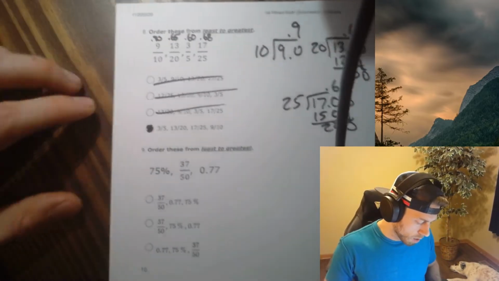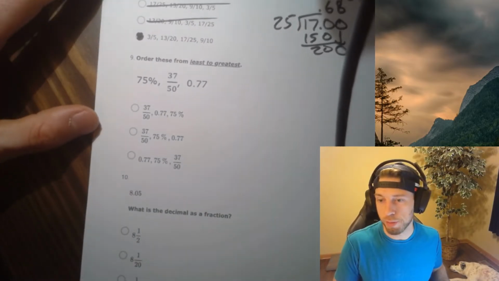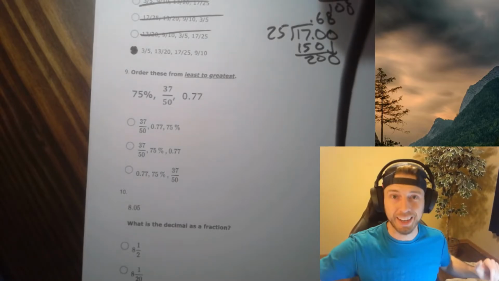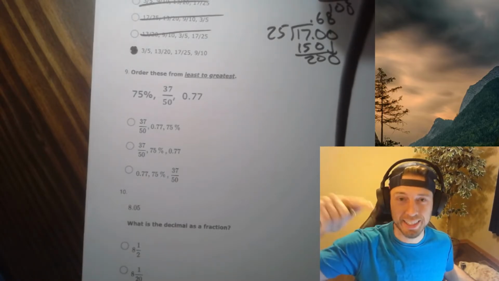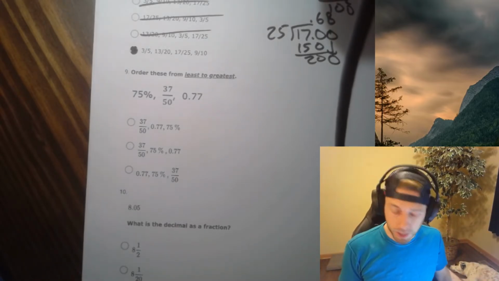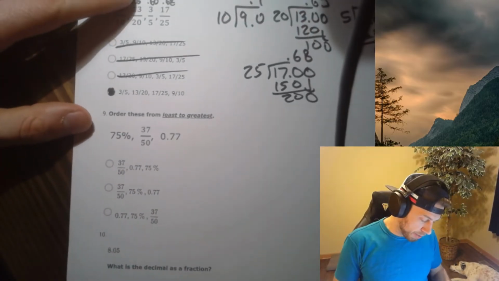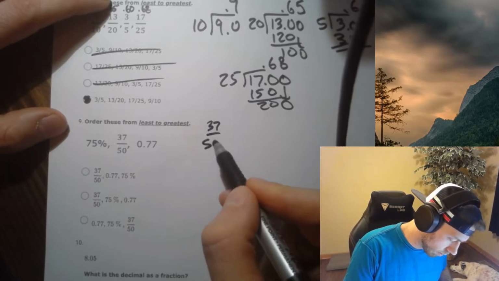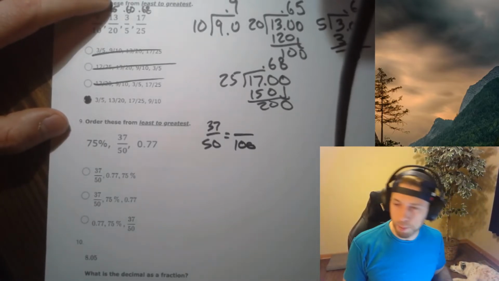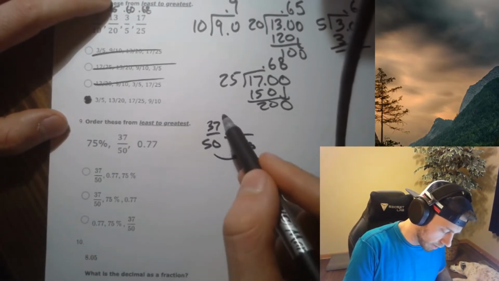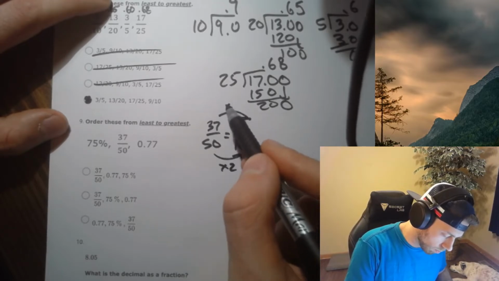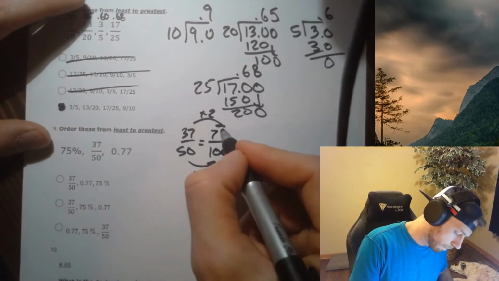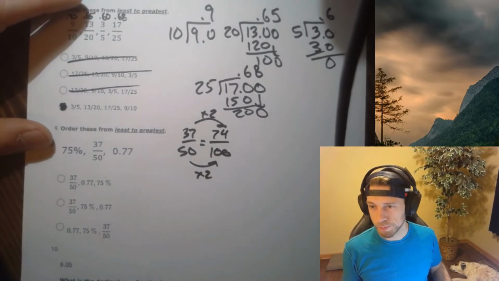Number 9, order these from least to greatest. We have 3 different style numbers here, and I'm going to go right back to what I've been saying this whole time. Turn them all into decimals and then compare them. So I'm going to go ahead and take 37/50. I'm going to use a different method on this one. I'm just going to turn that denominator to 100. It'll be easy to turn into a decimal like that, right? Just times 2. And 37 times 2, 60 plus 14, 74. There we go, 74 hundredths.